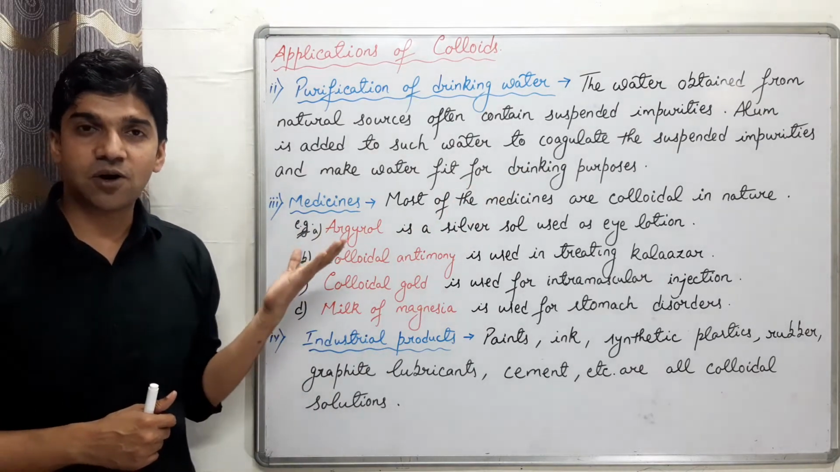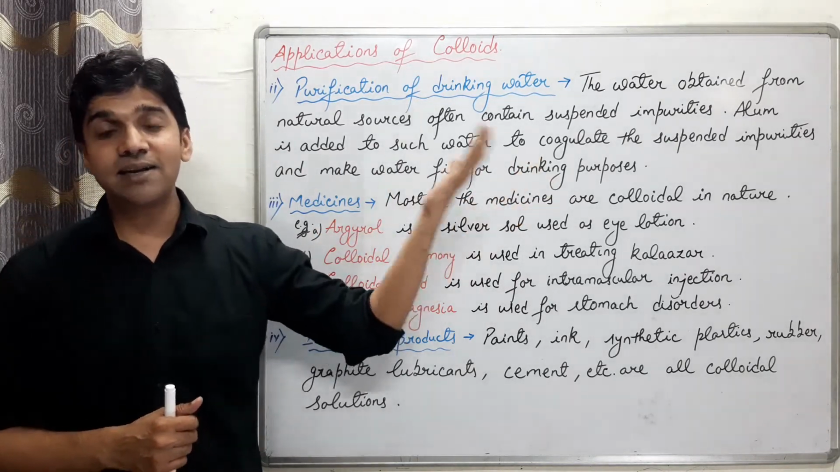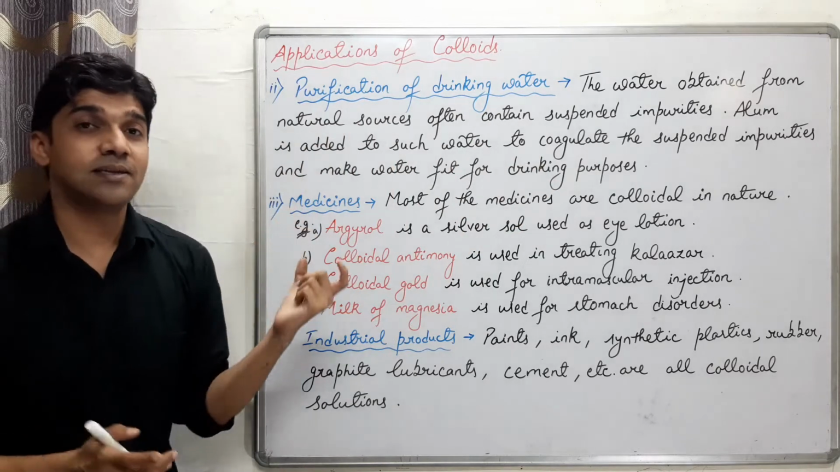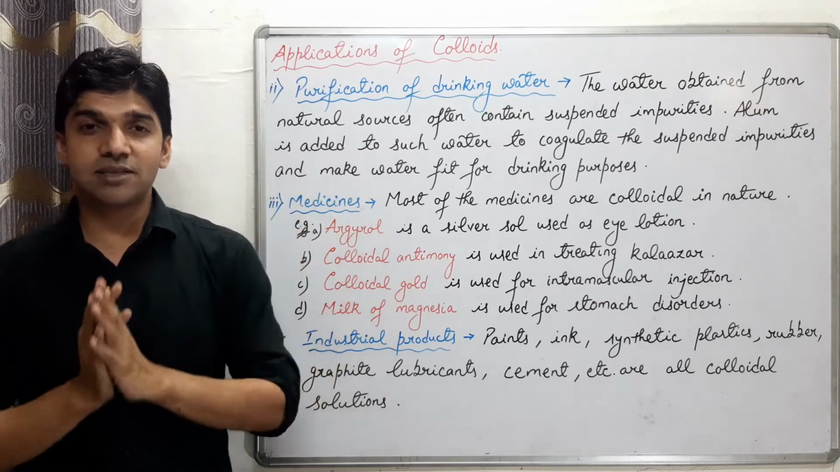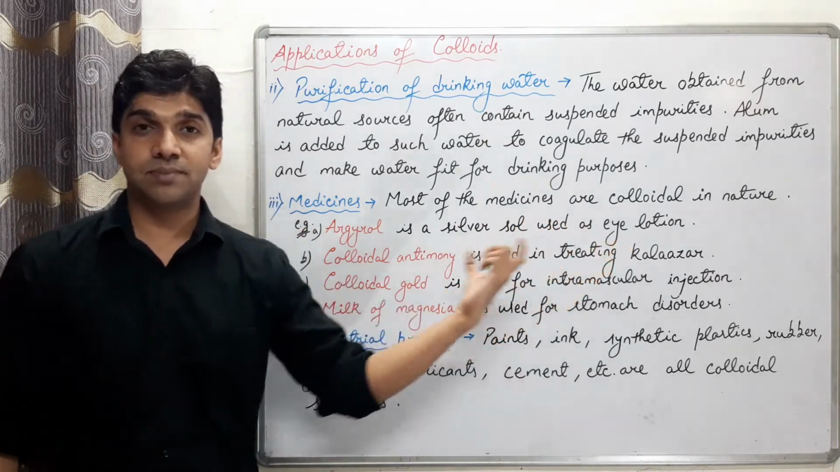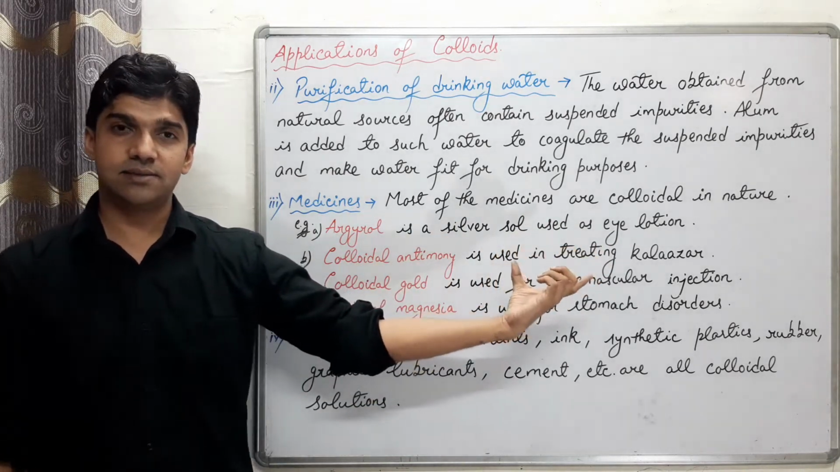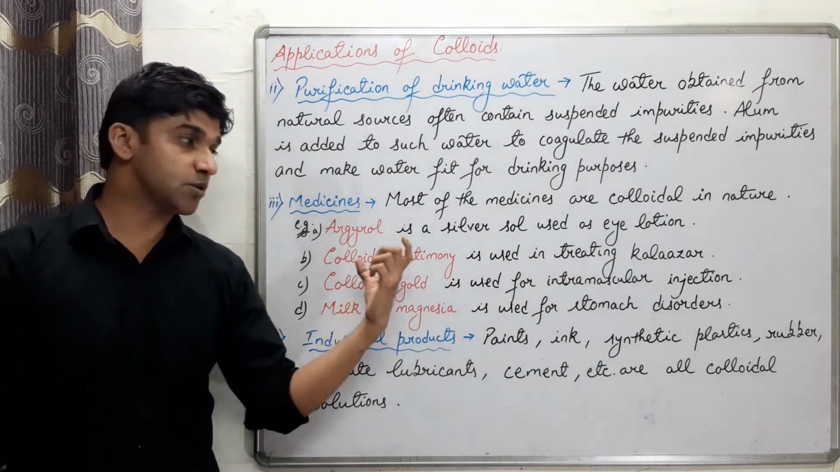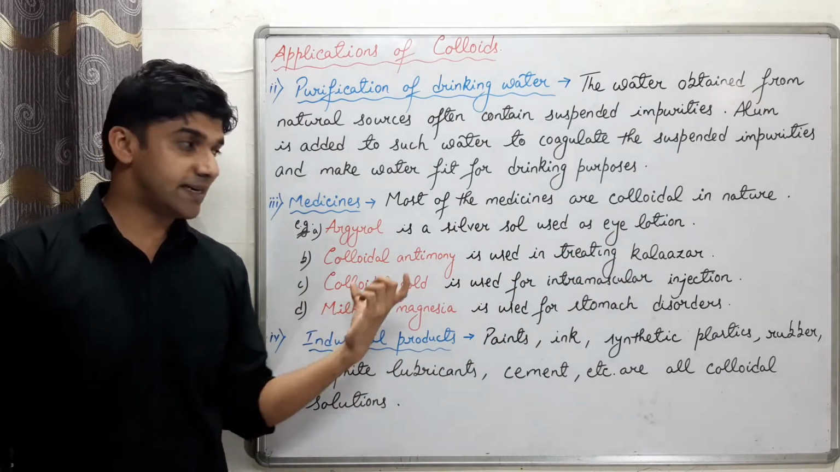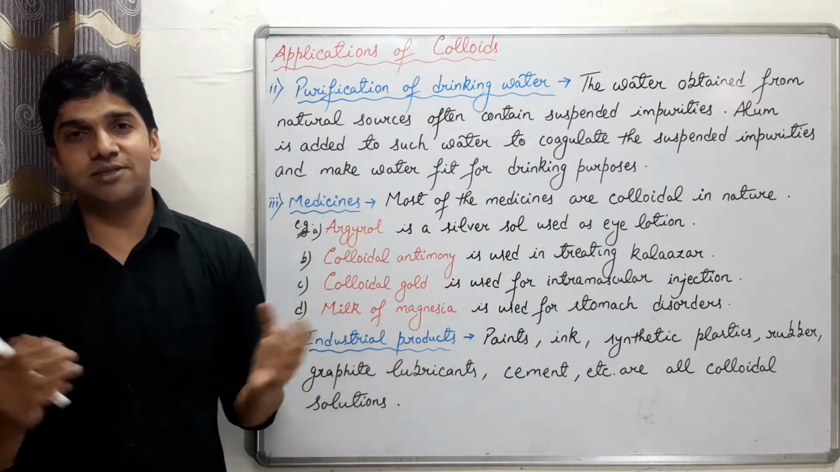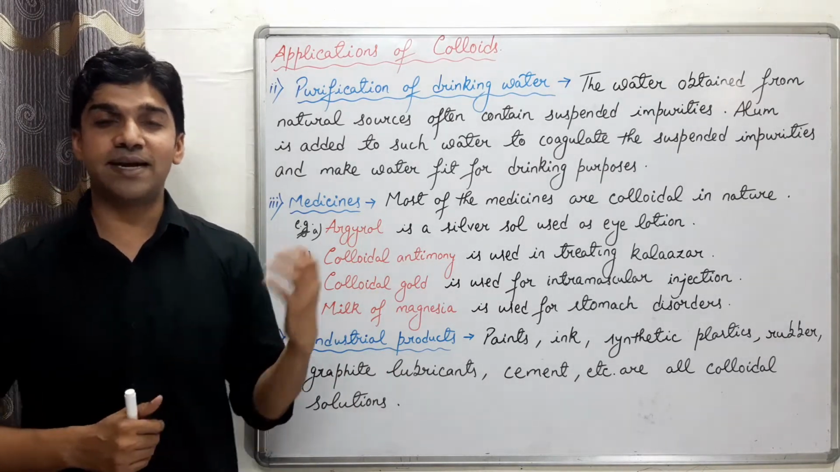अब आते हैं applications of colloid in the field of medicines. So most of the medicines are colloidal in nature. Example ले रहे हैं ergyrol. So ergyrol is a silver sol. कहाँ यूज करते हैं? In eye lotion. Colloidal antimony, it is used for treating kala azar. Colloidal gold, it is used for intramuscular injections. Milk of magnesia, it is used for stomach disorders. So these are some of the applications of colloid in the field of medicines.